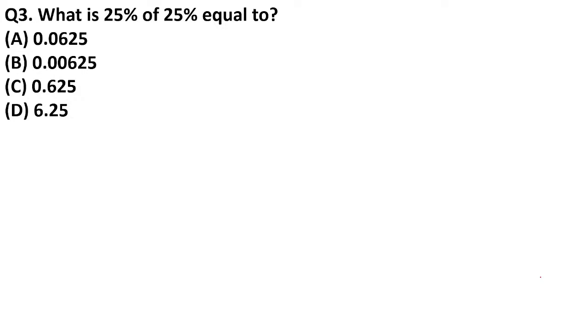What is given? 25% of 25%. Now look here. Of in mathematics is always multiplication. Of in mathematics is always what, student? Multiplication. First you should know this, okay? So 25% of 25%, okay, is equal to what? Now try to solve the question. Half of the students have left the class.